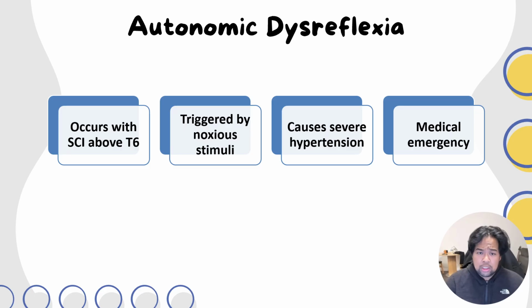It causes severe hypertension, so their blood pressure is going to be super high, and again, it is considered a medical emergency. What it might look like: severe headache with hypertension, bradycardia, and again, that piloerection we just talked about. Untreated, autonomic dysreflexia can lead to seizures, MI, stroke, pulmonary edema, or even death. That's why it's considered a medical emergency.